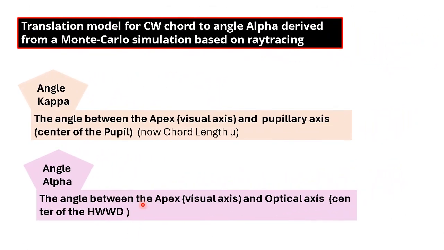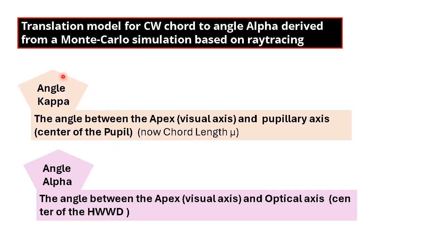Now I would like to speak about a new term mentioned in the Pentacam report, the chord mu. This chord mu represents the distance between the visual axis and the pupillary axis at the iris level. As you know, the angle kappa and the angle alpha have great importance in any type of refractive surgery, in the form of keratorefractive surgery or intraocular lens implantation.